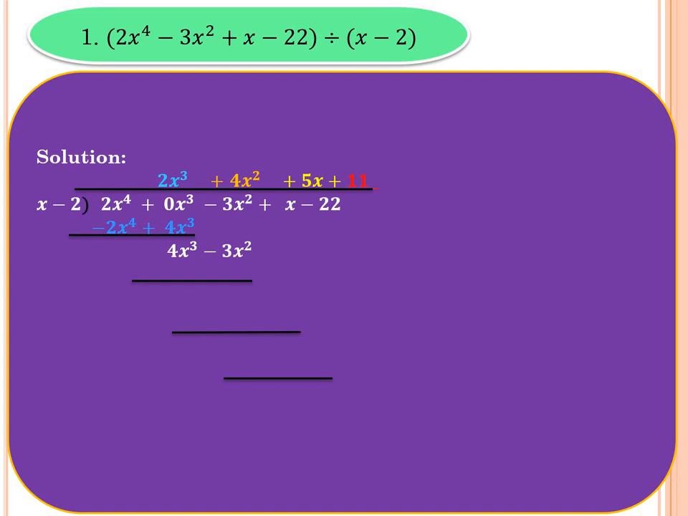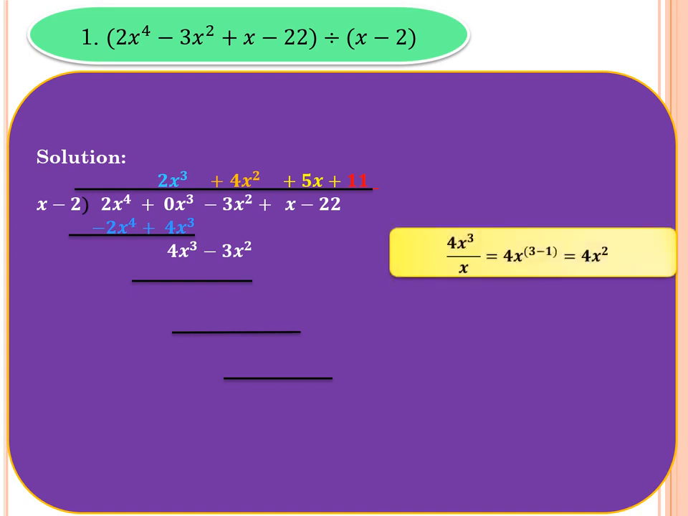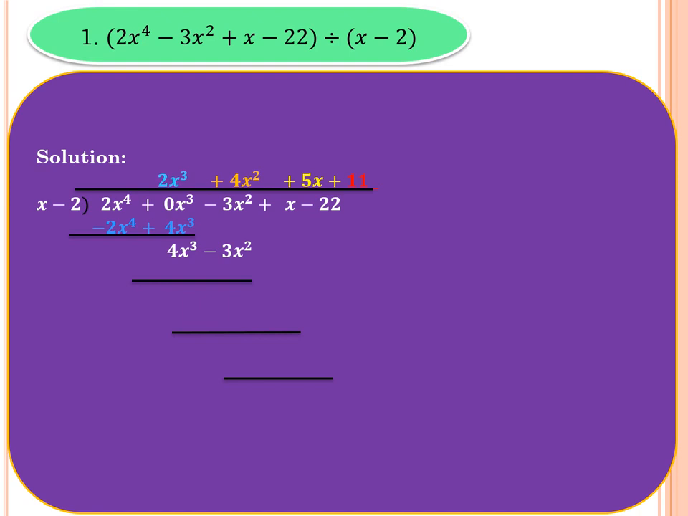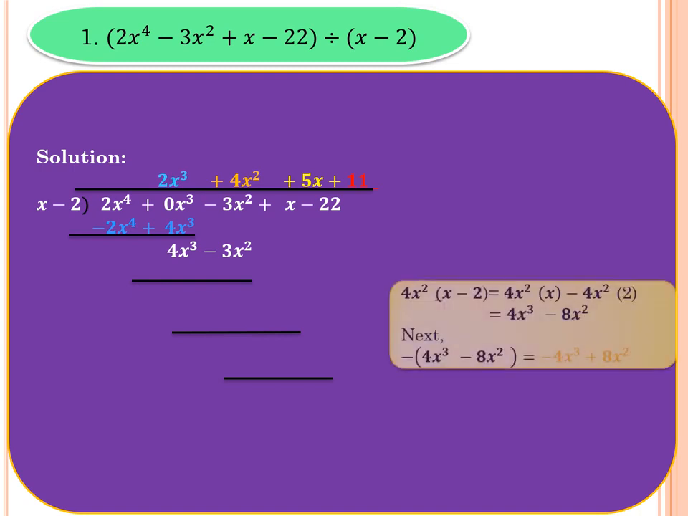So for this, our first term is 4x cubed. So, 4x cubed, we divide it by x, the first term of our divisor. And this would give us 4x squared. So, the 4x squared that we got will be the second term of our quotient. The second term of our quotient, 4x squared, we multiply by the divisor. So, we have 4x squared times x minus 2. And this gives us 4x cubed minus 8x squared.